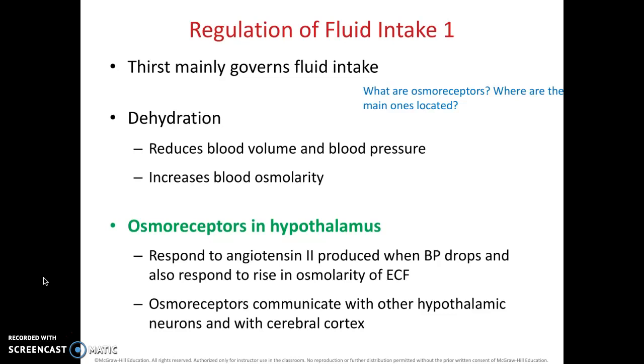So the body can sense dehydration with osmoreceptors that are located within the hypothalamus. These respond to angiotensin II when blood pressure drops, and it also responds to a rise in osmolarity of the extracellular fluid. We'll talk more about the angiotensin II later in this lecture, as well as in the kidney lectures, but you will need to know this hormone. So osmoreceptors then communicate with other hypothalamic neurons and with the cerebral cortex to produce the sensation of thirst.